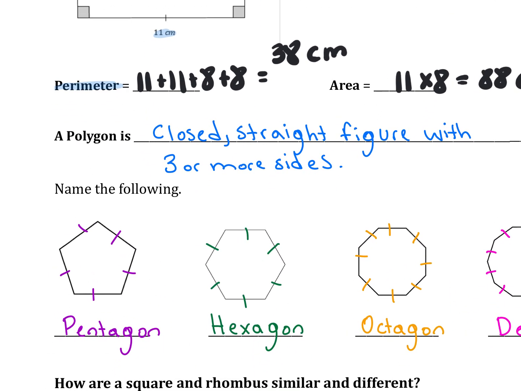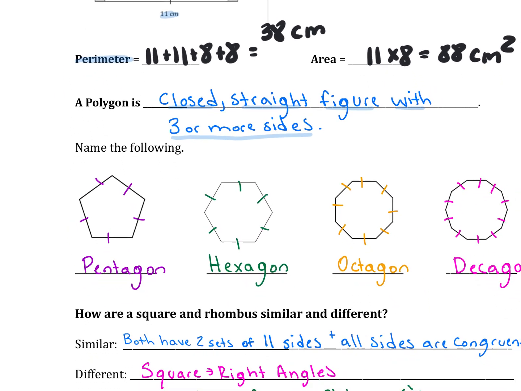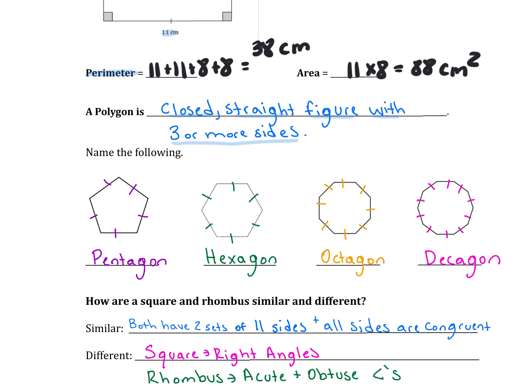A polygon is a closed straight figure with 3 or more sides. Let's take a look at some of our polygons here. Remember, 5 sides is a pentagon, 6 sides is a hexagon, 8 sides is an octagon, and 10 sides is a decagon, like a decade.